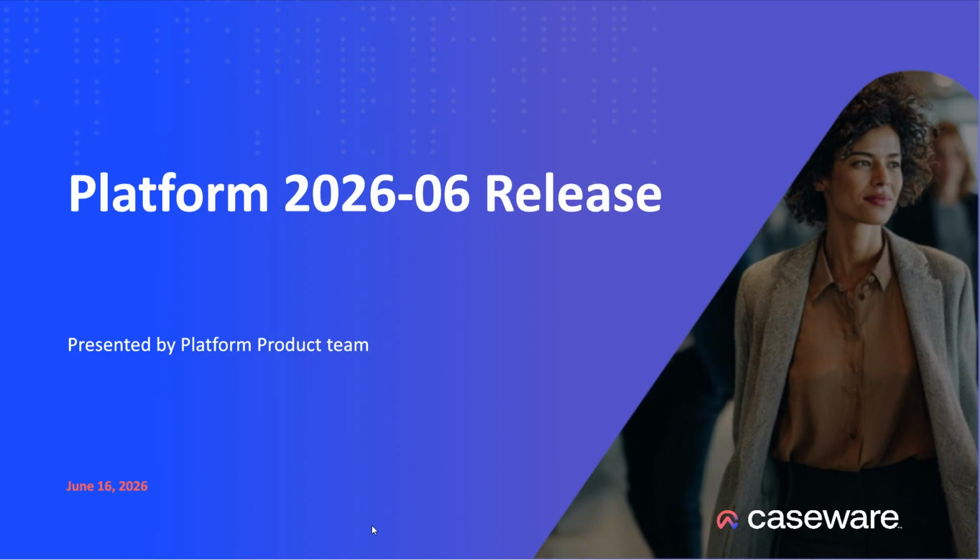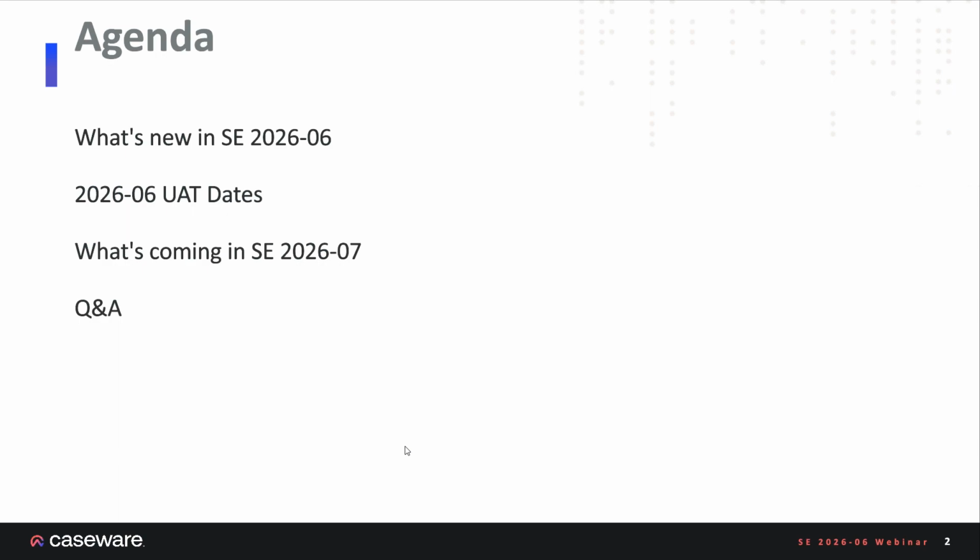Matt, can you move to the next slide, please? So today's session will cover quite a bit. Within the June release, we are introducing quite a few functionalities. So we'll work through what's new in this release, and all platform and product squads will present today. We'll talk about the UAT timelines and of course what's coming in the next July release.